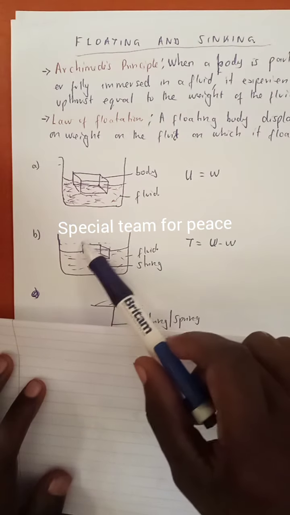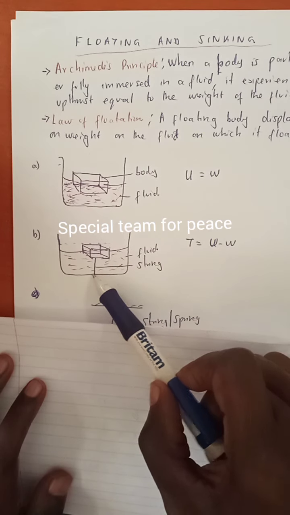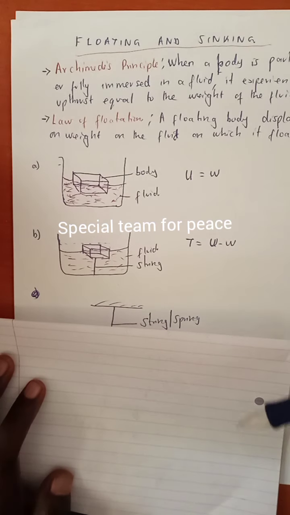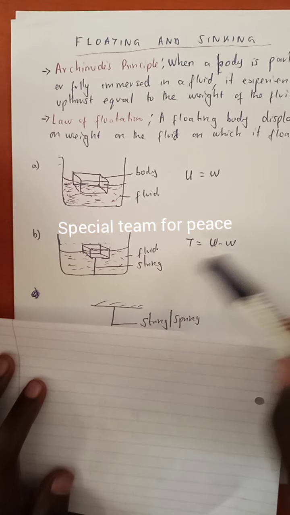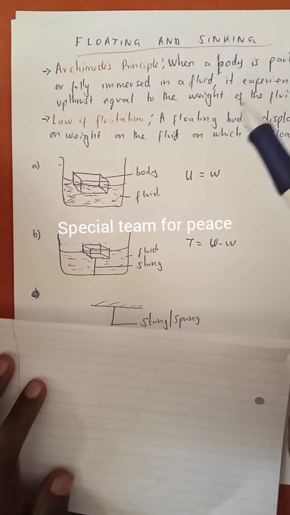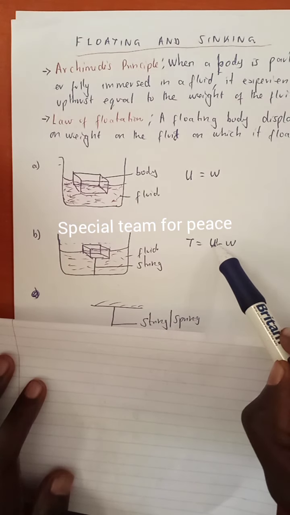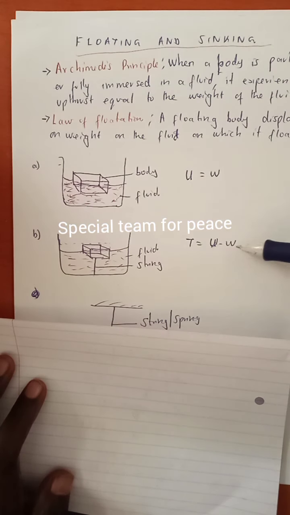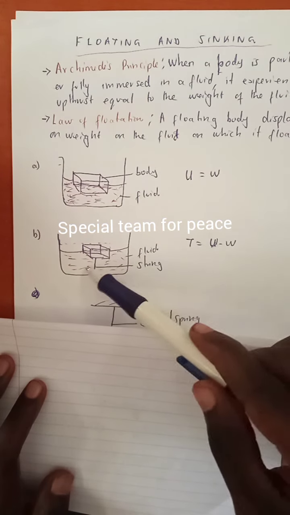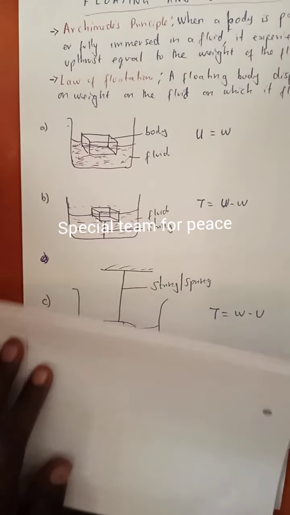The second case is having an object supported by a string at the base of the container, or if it's in an ocean, at the base of the ocean. We say that the tension in this string is related to the upthrust, because if this string is cut, the object will move upwards. That means the upthrust force is more than the weight of the object. So the tension in this string is the upthrust force minus the weight of the object. Remember, when this string is cut, the object moves upwards, implying a higher upthrust force than the weight of the object.